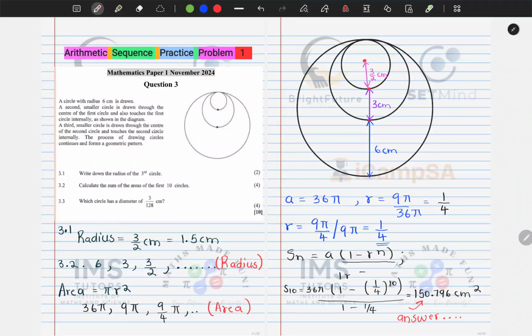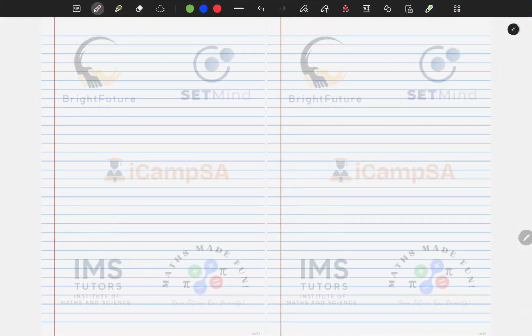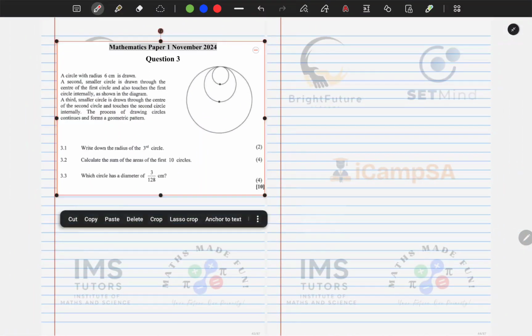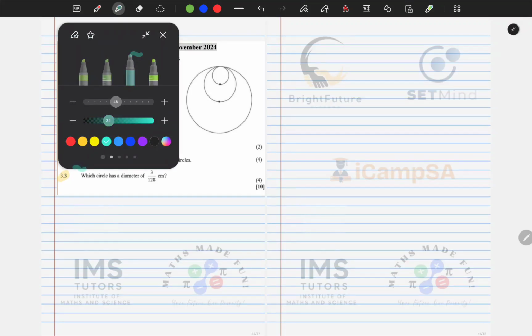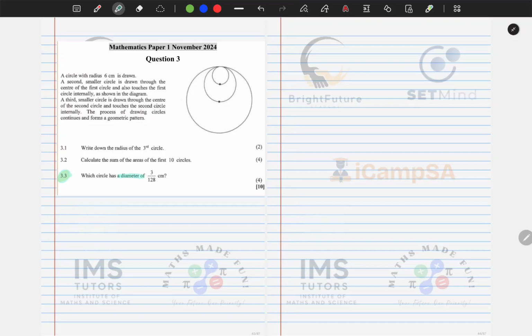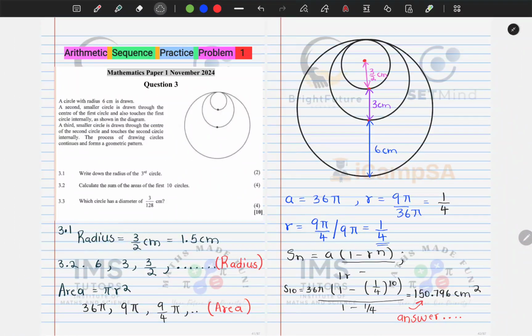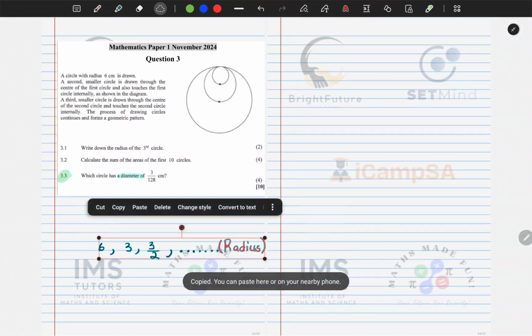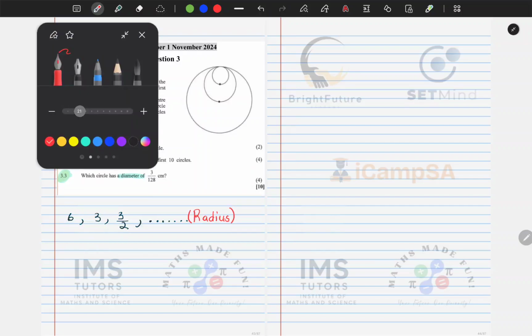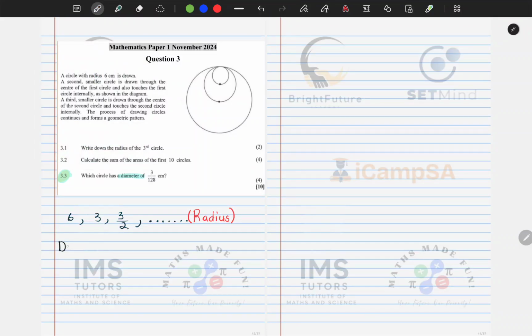So next, let's have a look at 3.3. And 3.3 is asking us which circle has the diameter as given there. So let's just paste this on the next page and start looking into this question. So what you should notice, we are looking at diameter. And guess what? For our problem, what we were working with here was radius. So I'm sure you can guess what I'm going to do. I know that how you move from radius to diameter is you multiply it by 2. So your diameter is 2 times your radius.